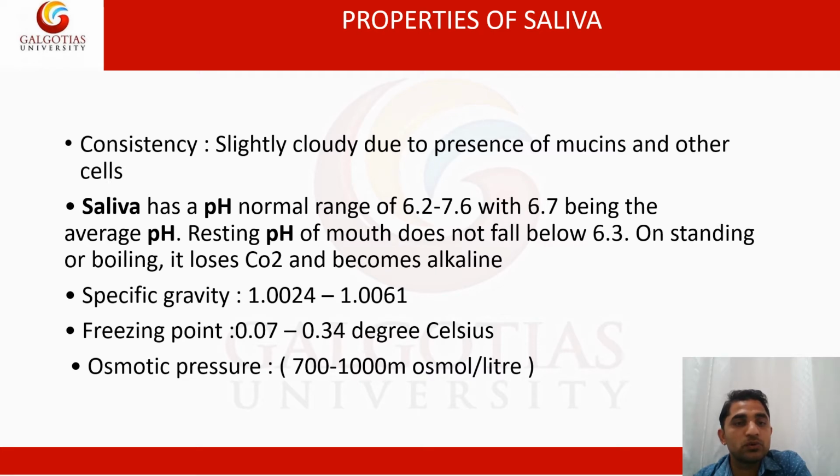So consistency, slightly cloudy due to the presence of mucin and other cells. Saliva has a pH normal range of 6.2 to 7.6, with 6.7 being an average pH. The resting pH of the mouth does not fall below 6.3. On standing or boiling, it loses CO2 and becomes alkaline.